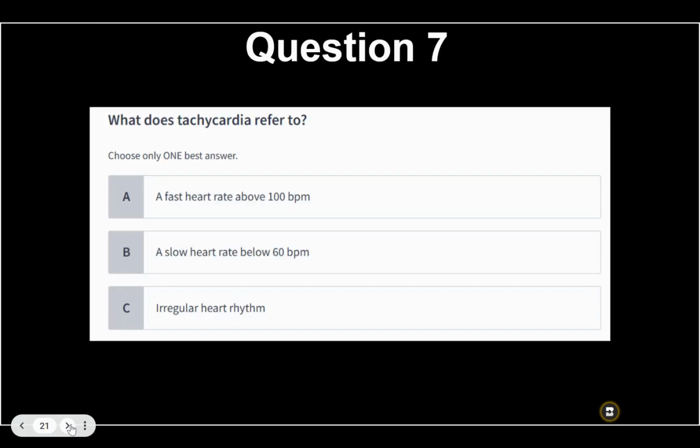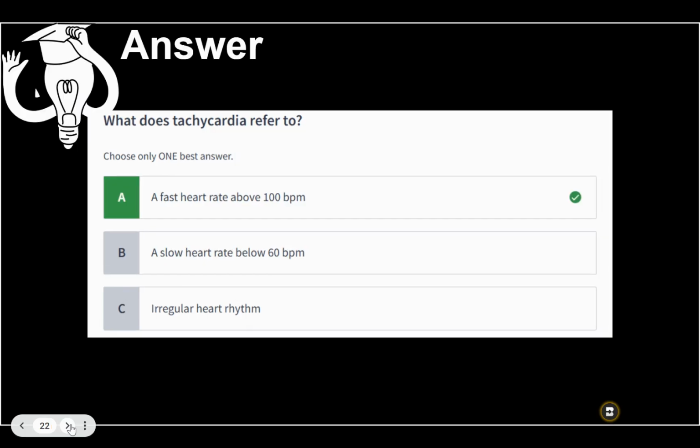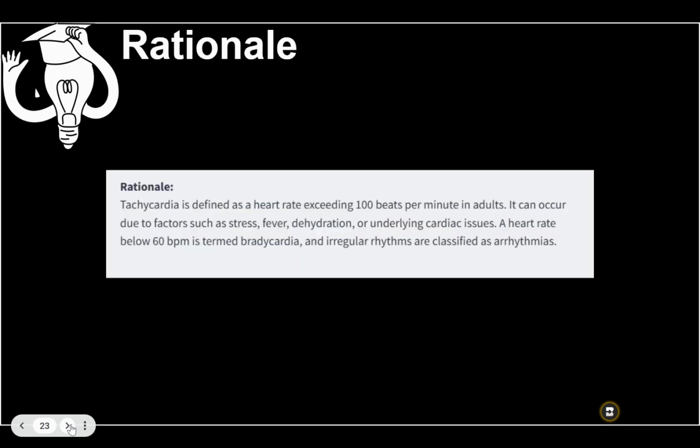Question 7. What does tachycardia refer to? Is it A, a fast heart rate above 100 beats per minute, B, a slow heart rate below 60 beats per minute, or C, an irregular heart rhythm? If you said A, a fast heart rate above 100 beats per minute, then you are correct.